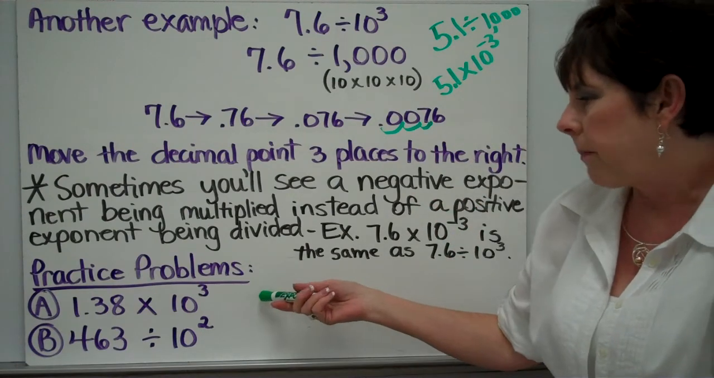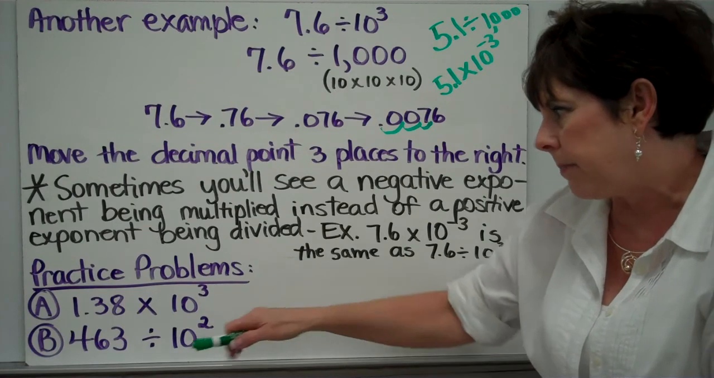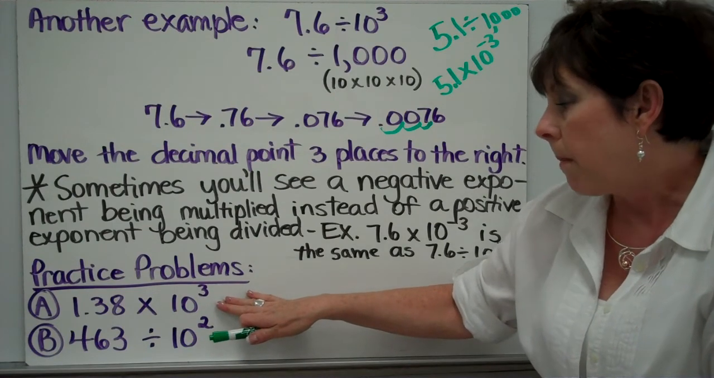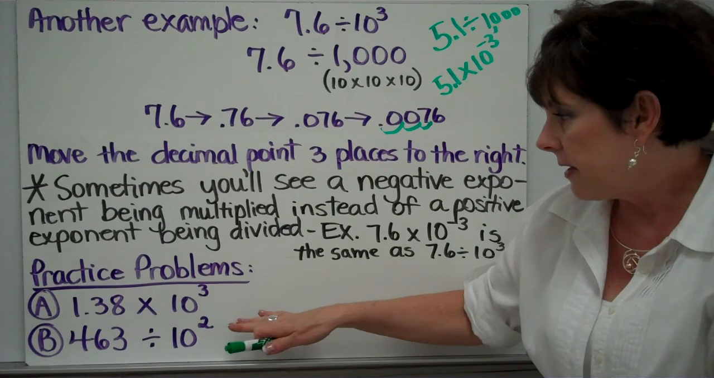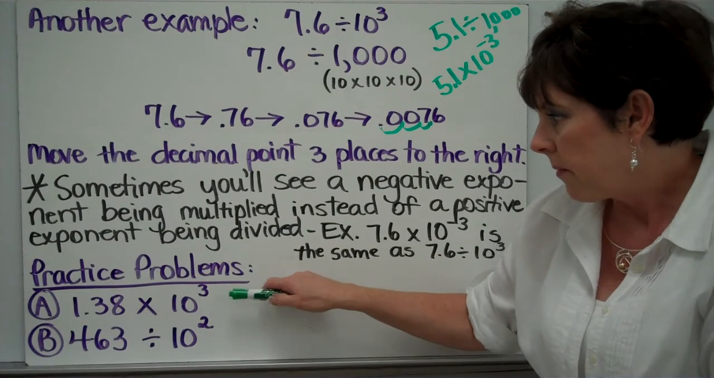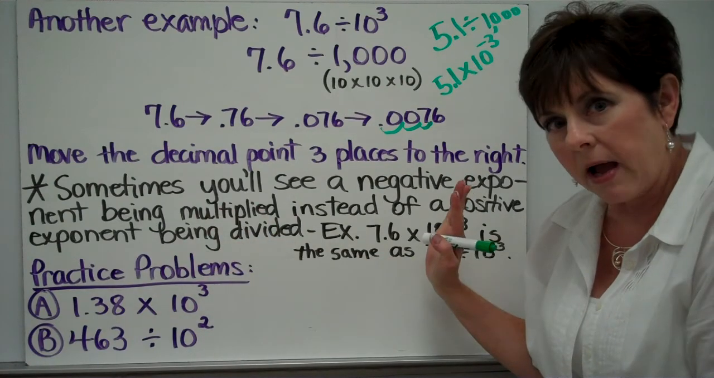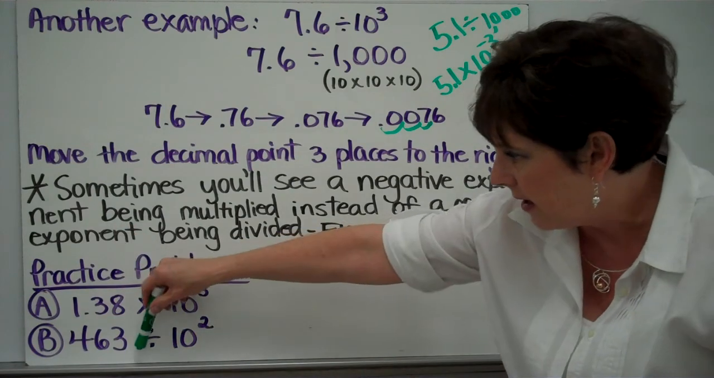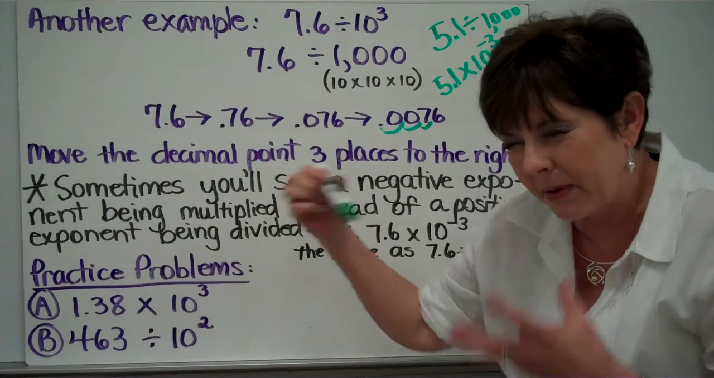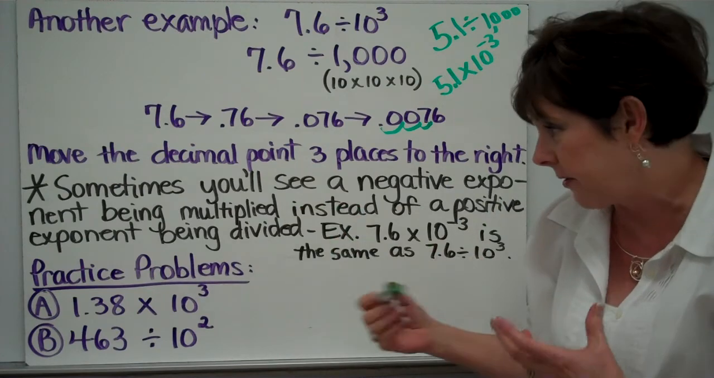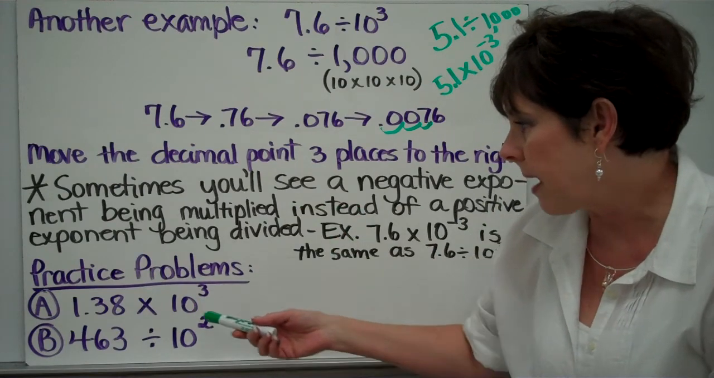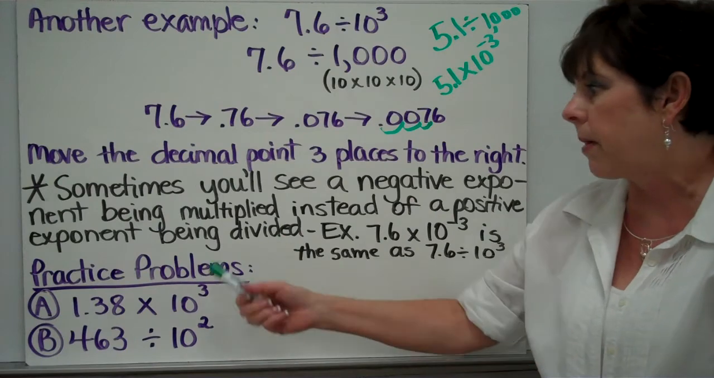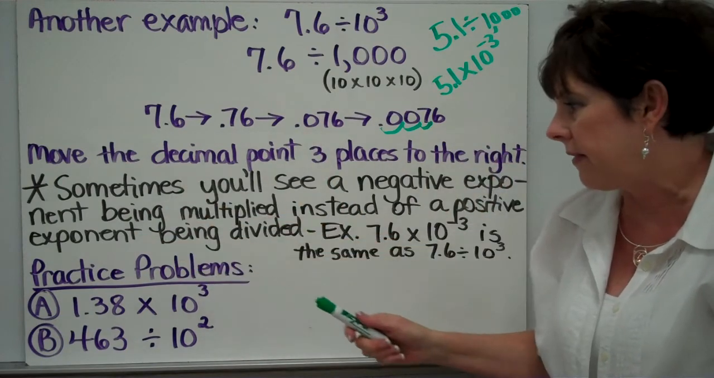Our practice problems for tonight, there are 2 of them, A and B. This one is multiplying. This one is dividing. Remember, in multiplying, you're going to go to the right. Dividing, you will move the decimal point to the left. Don't forget that there is kind of a decimal point right there. I mean, we don't write it, but it's there. Make sure that when you're multiplying, you go to the right, dividing to the left.